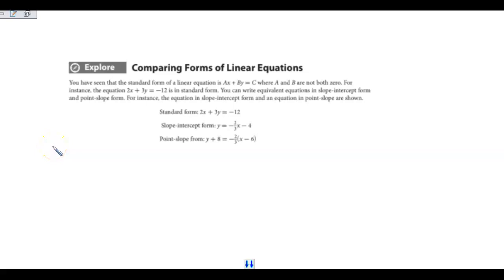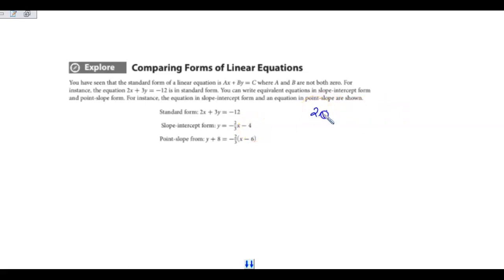For instance, an equation in slope-intercept form and the equation in point-slope form are shown. So here we have 2x plus 3y equals negative 12. And this same equation, if I reorganize how it's set up and get y by itself on the left, I can rewrite it as y equals negative 2/3 x minus 4. And so we'll go ahead and do that now.